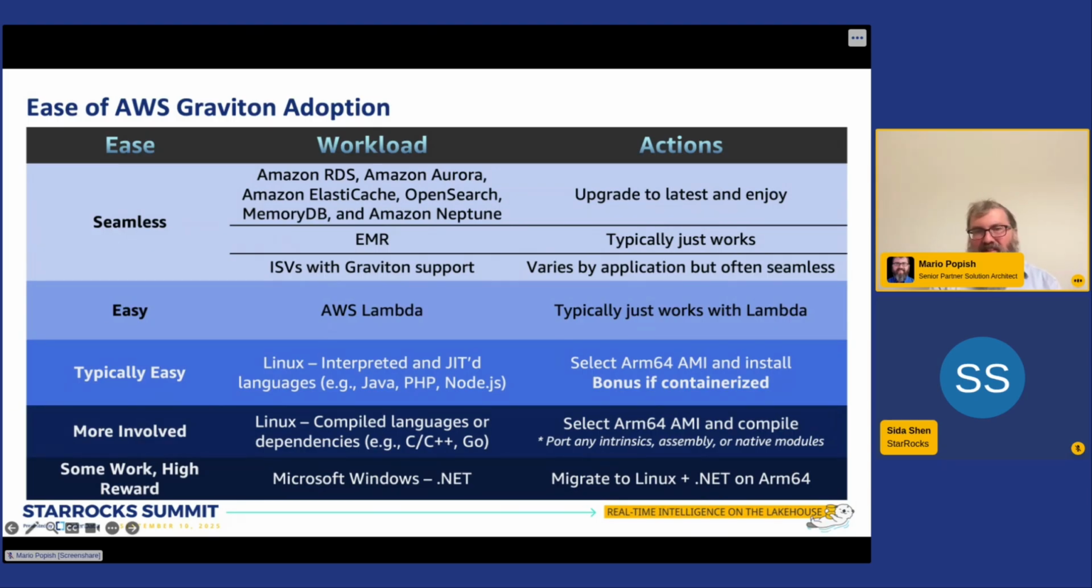to compile things natively. The highest rewards come with the most work, of course, but current versions of .NET work on Linux and work on ARM64-based architectures. So if you're willing to put in the work and you have a Microsoft-based workload, migrating that to Linux and running that on Graviton has the most rewards in store for you.